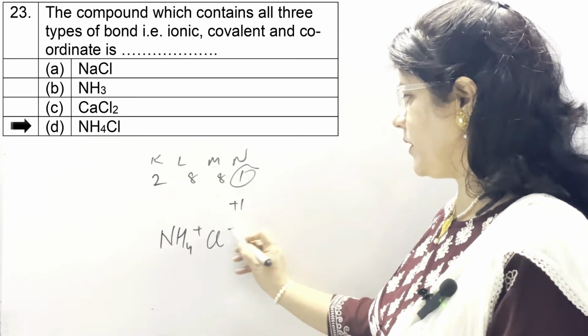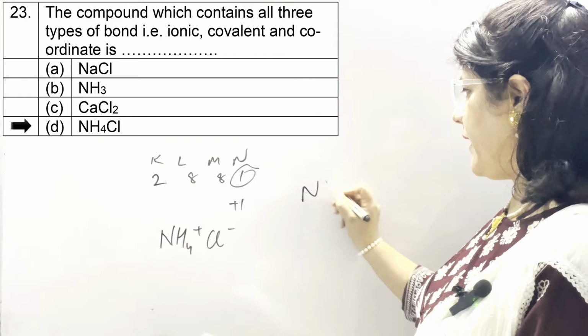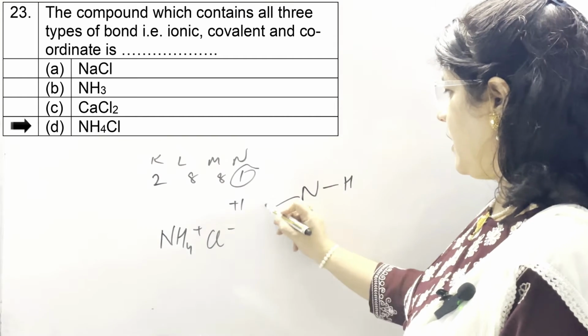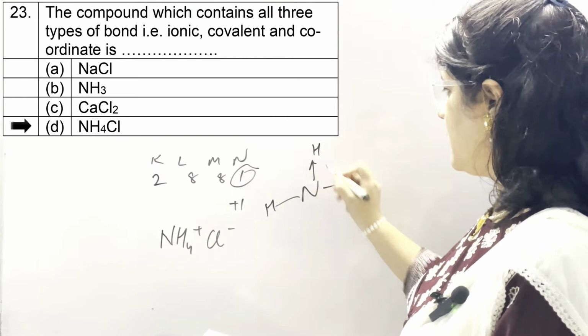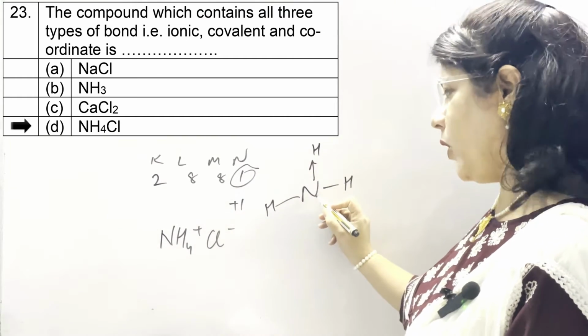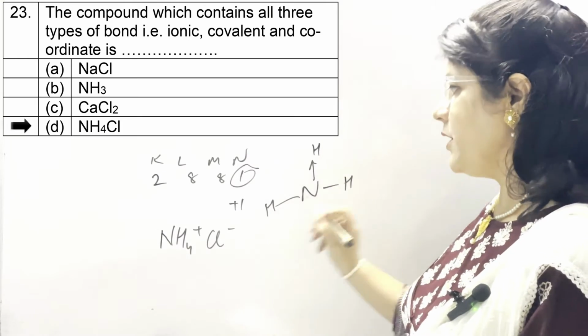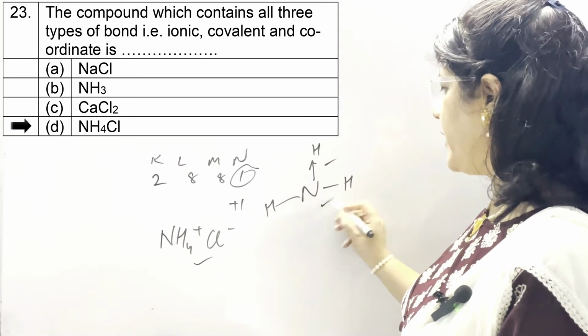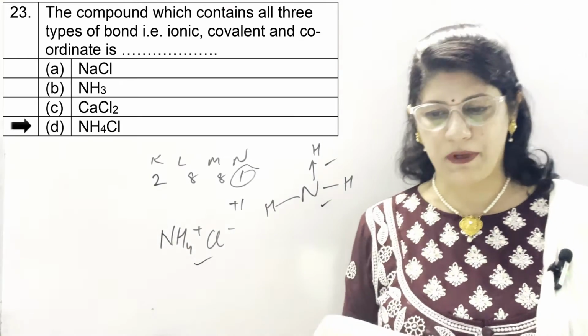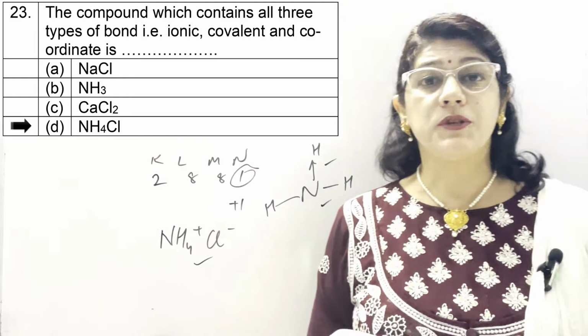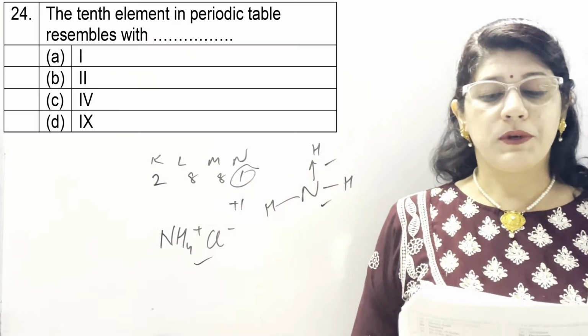NH4 plus and chlorine means ionic bond, and between nitrogen and hydrogen, this bond is a dative or coordinate bond, and these are covalent bonds. So ionic bond, dative bond and covalent bond, all three bonds are present in ammonium chloride. Option number D.